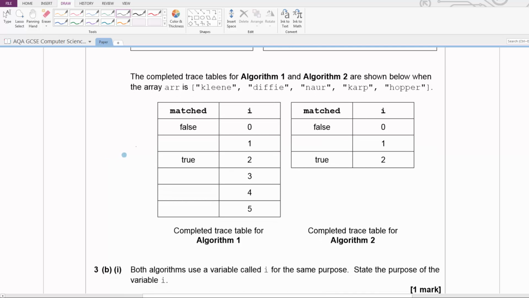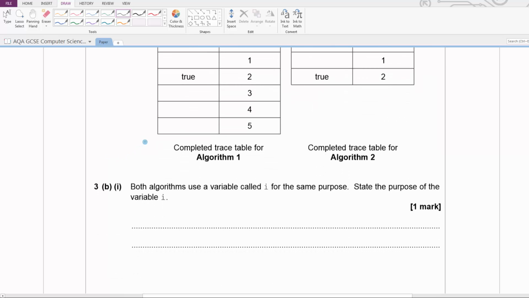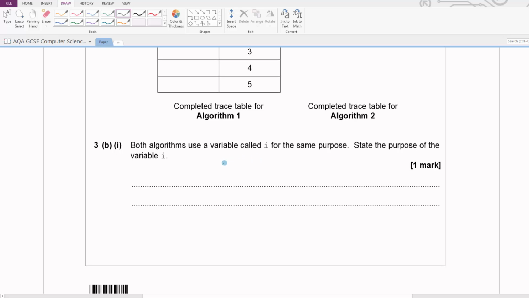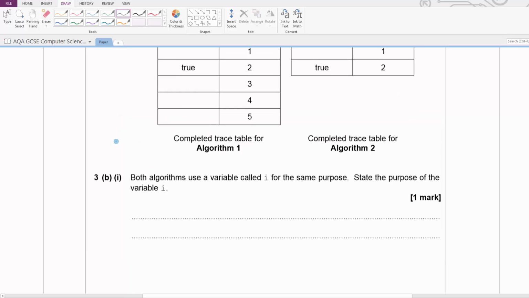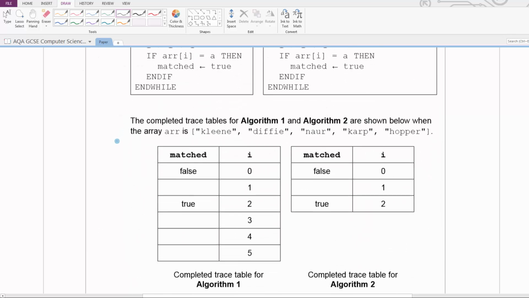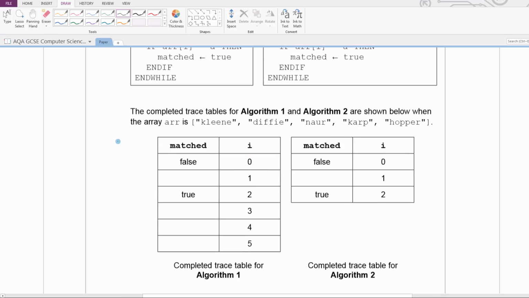So we basically have to complete. Oh no, we don't. They're completed for us. My bad. And we're asked: both algorithms use a variable called I for the same purpose. State the purpose of variable I. So presumably these trace tables are here to help us.